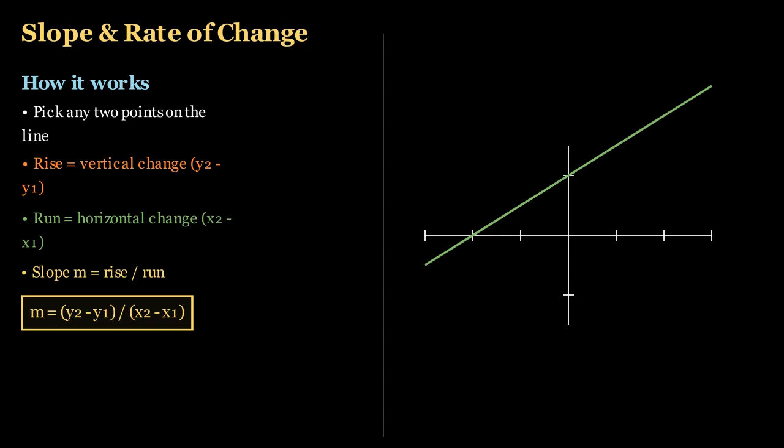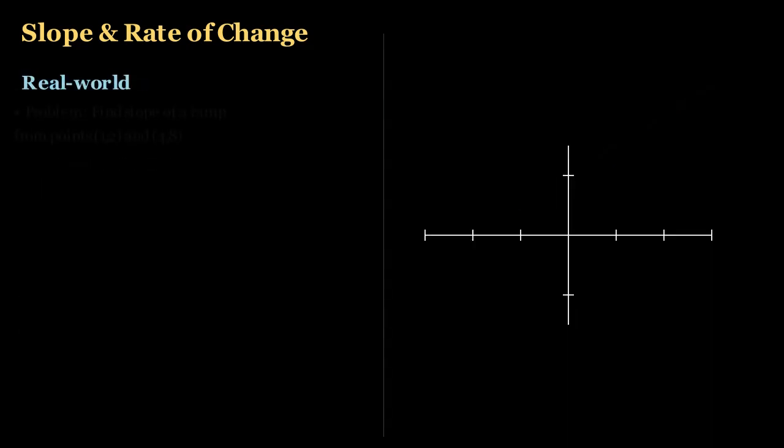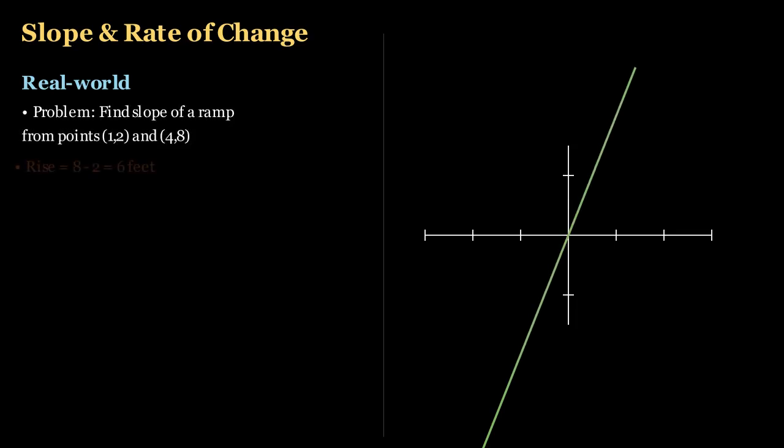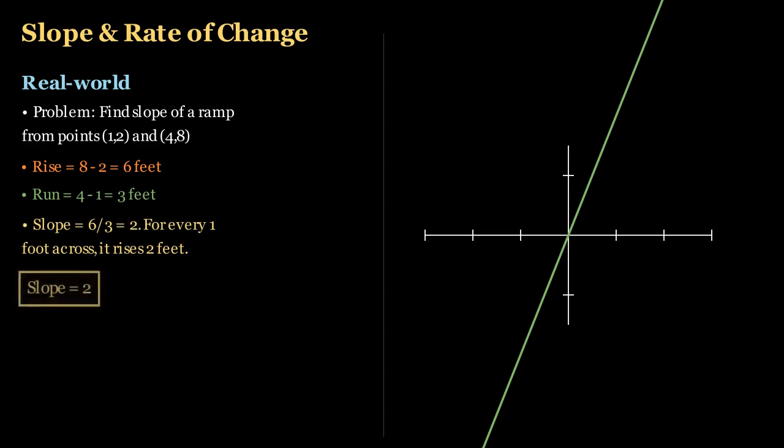The rise is the change in height, 8 minus 2, which is 6 feet. The run is the change in horizontal distance, 4 minus 1, which is 3 feet. The slope is the rise over the run, 6 divided by 3, which equals 2. This means for every 1 foot you move horizontally away from the wall, the ramp rises 2 feet. That's a very steep ramp. The same method works for any 2 points on any straight line, just find the rise and the run, and divide.